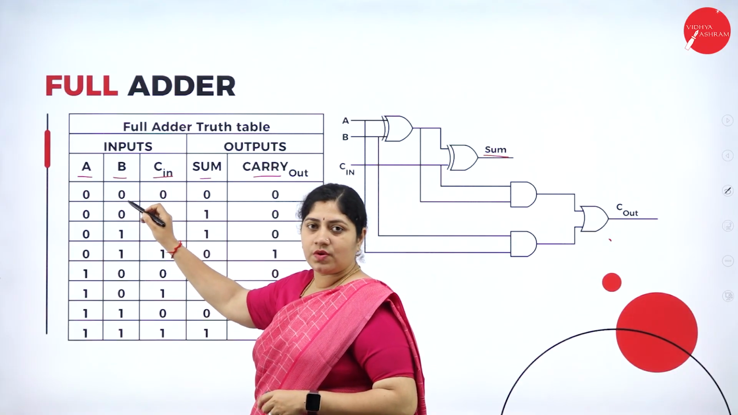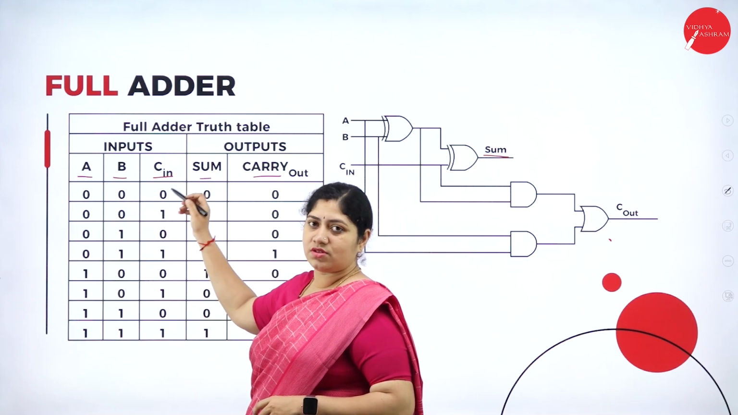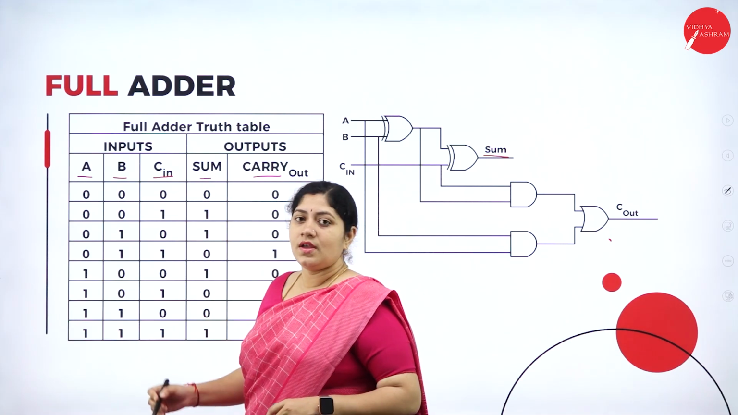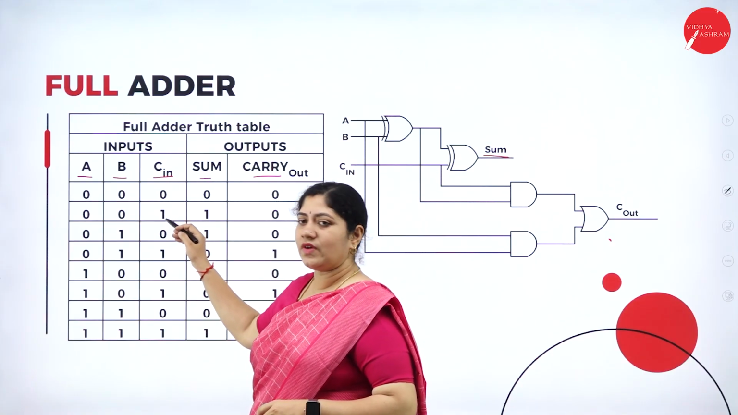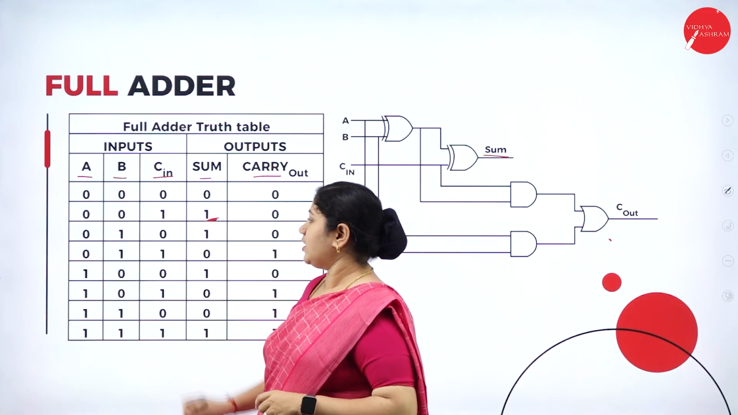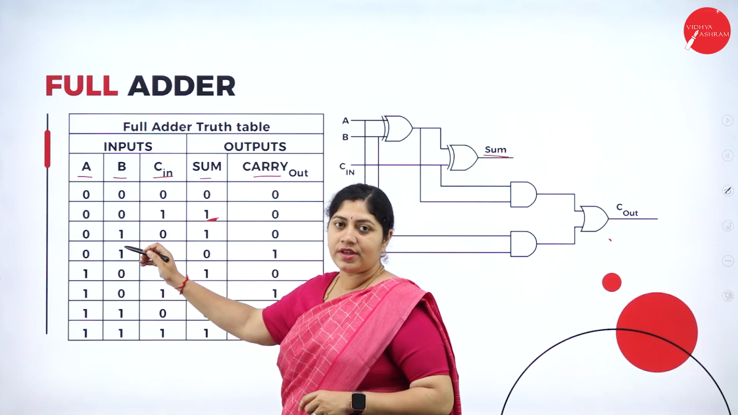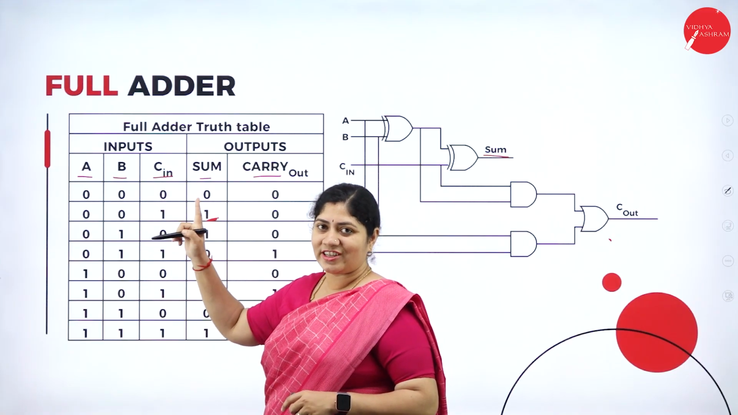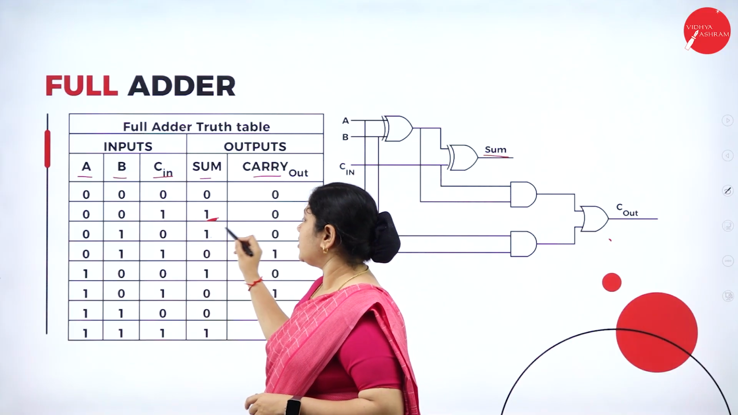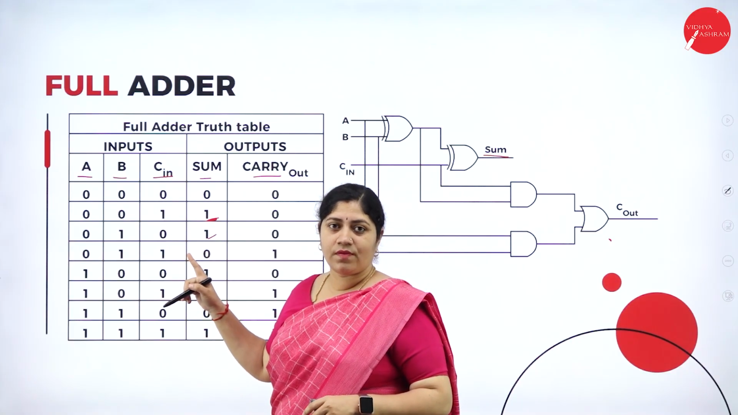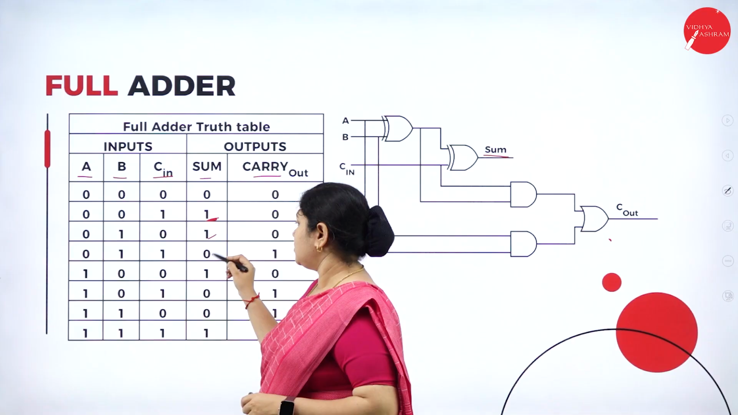So 0 XOR 0 is a 0, followed by 0 XOR 0, it's again a 0. Again, 0 XOR 0 is a 0, then 0 XOR 1 is none other than 1. Okay, great. 0 XOR 1, it is a what? 1, correct? Again, 1 XOR 0 is a 1. 0 XOR 1 is a 1, followed by 1 XOR 1 is a 0.